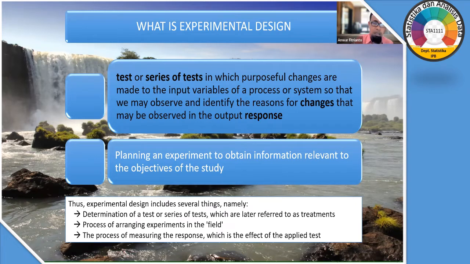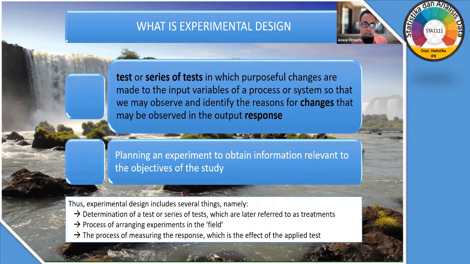Thus, the experimental design includes several methods, right? So first, it includes determination of tests or series of tests, which are later referred to as a treatment. So, of course, later in the experiment, you need to determine the treatment, right?